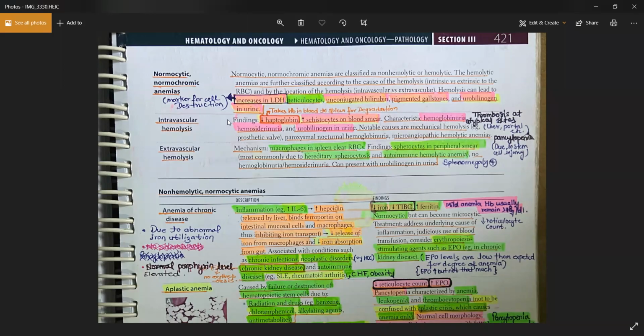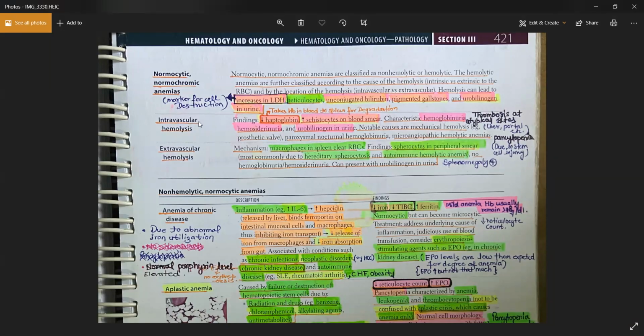Okay, now the site of hemolysis depends upon whether the hemolysis is happening within the blood vessels or outside the blood vessels, like the spleen or the liver. If the hemolysis is happening in the spleen or liver, you call it extravascular hemolysis. If it is happening within the blood vessels, you call it intravascular hemolysis. The increase in LDH, reticulocytes, high unconjugated bilirubin, the stones and the urobilinogen are common for both, right?